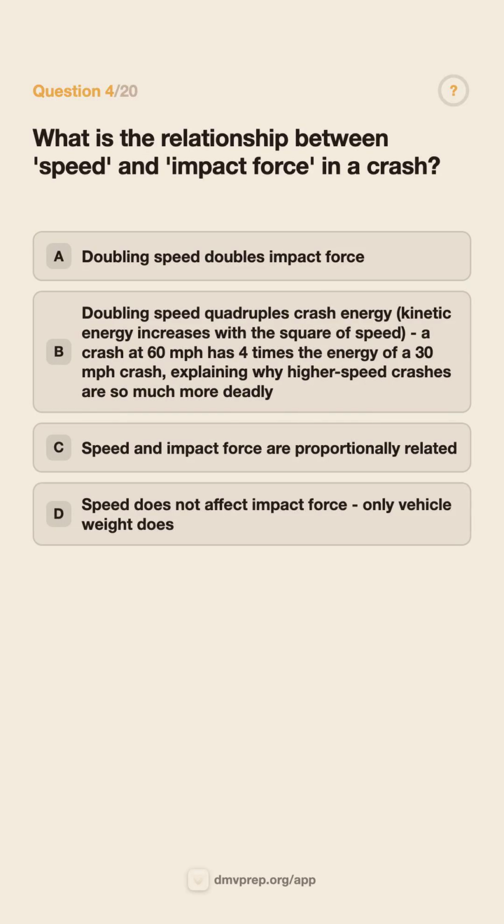Question 4. What is the relationship between speed and impact force in a crash? A. Doubling speed doubles impact force. B. Doubling speed quadruples crash energy. Kinetic energy increases with the square of speed. A crash at 60 mph has 4 times the energy of a 30 mph crash, explaining why higher speed crashes are so much more deadly. C. Speed and impact force are proportionally related. D. Speed does not affect impact force, only vehicle weight does.